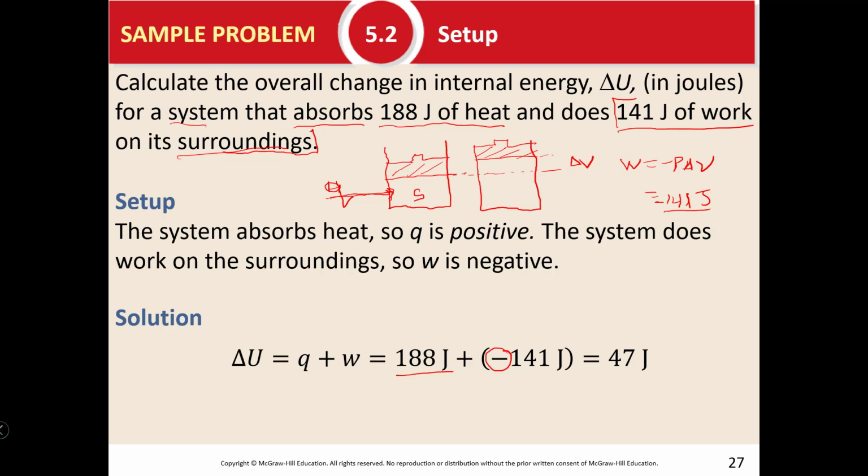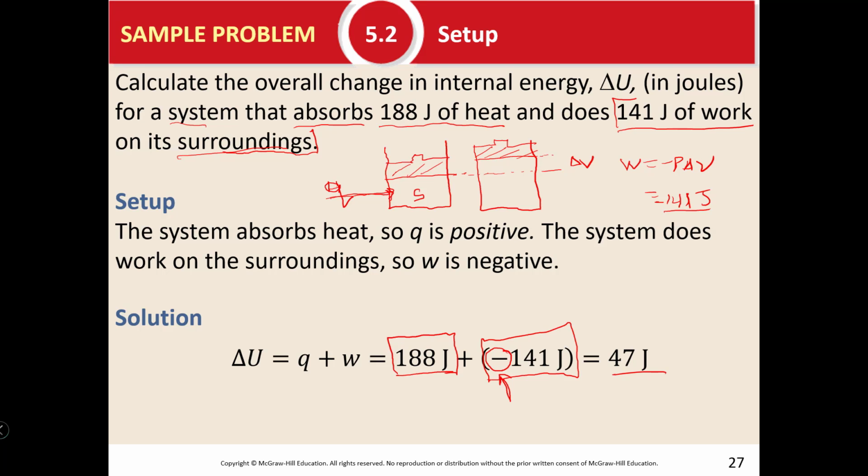And when the system does work on the surroundings, or when the system releases heat to the surroundings, the convention is it should be negative. Here, the system absorbed this heat, so that's why it's a positive value. But here, the system did work on the surroundings, and that's why it's a negative value here. So when we add these two together, the change in energy is 47 joules.